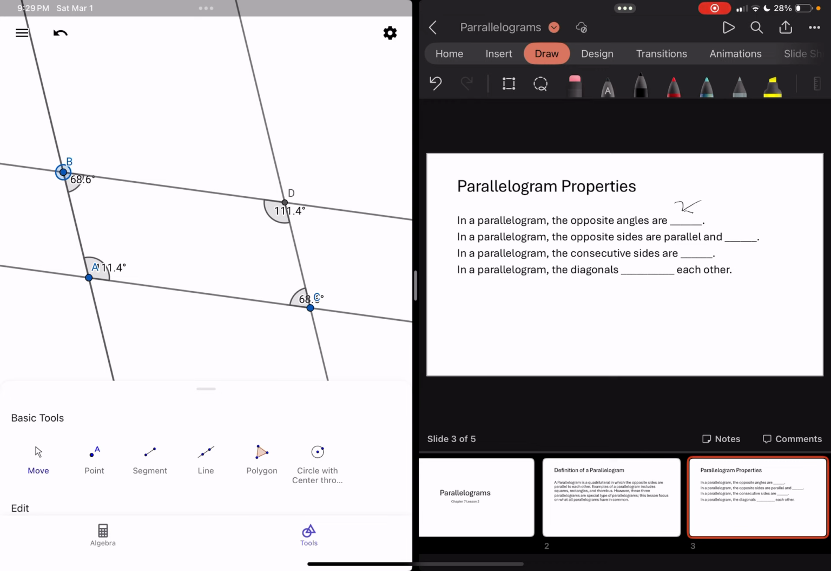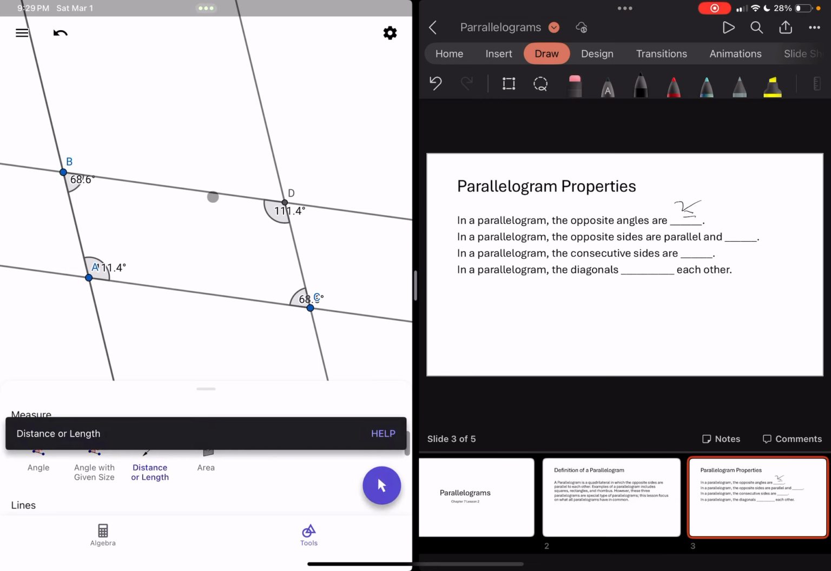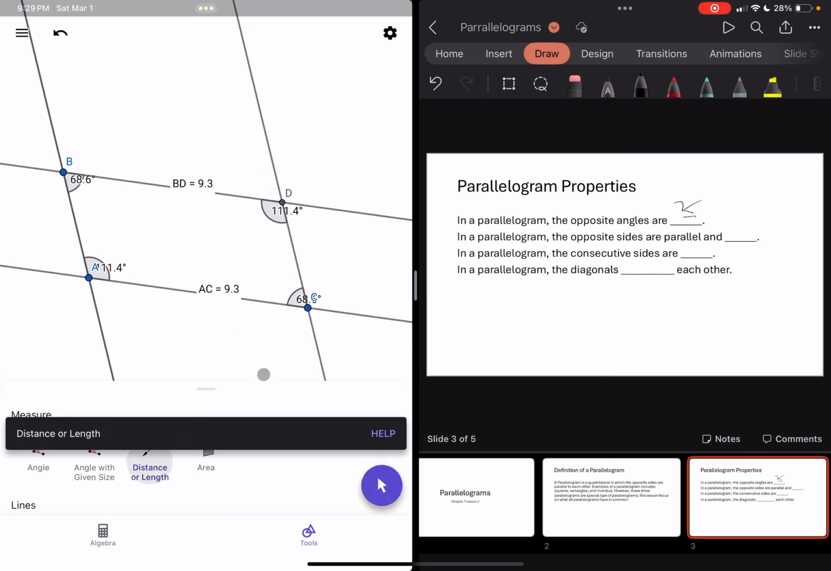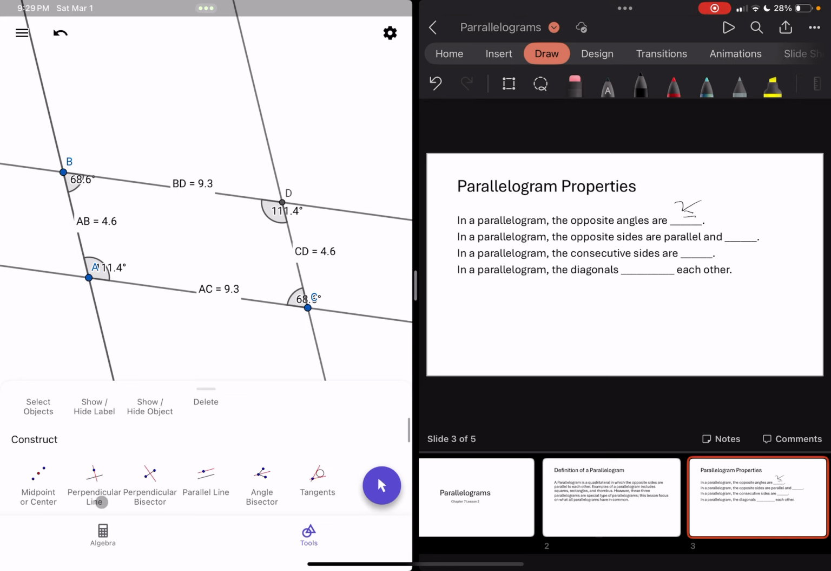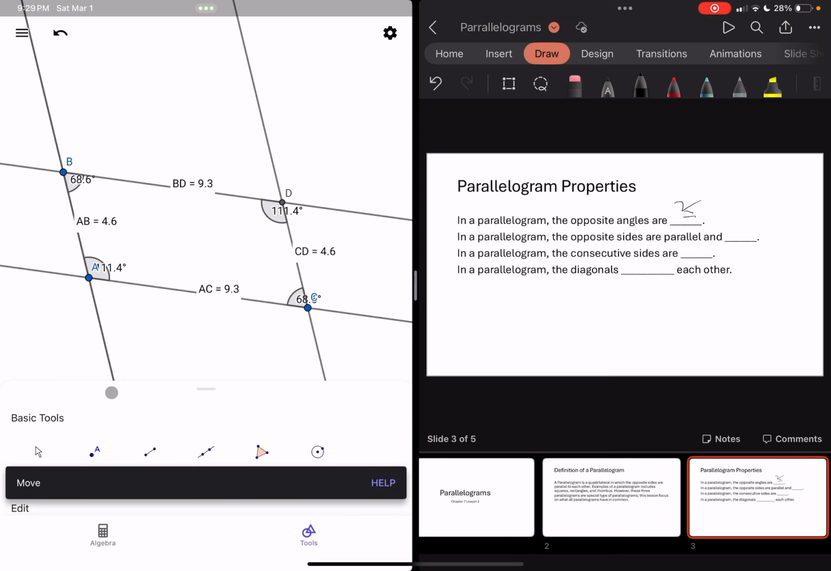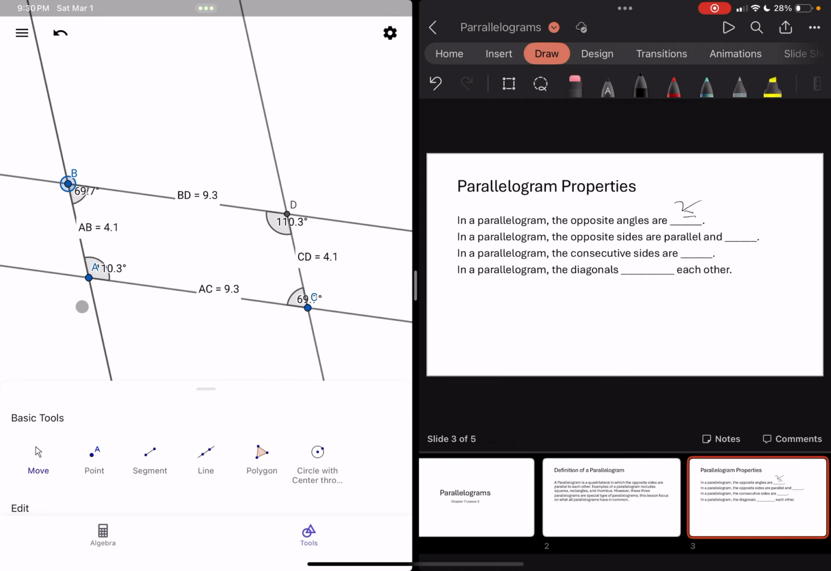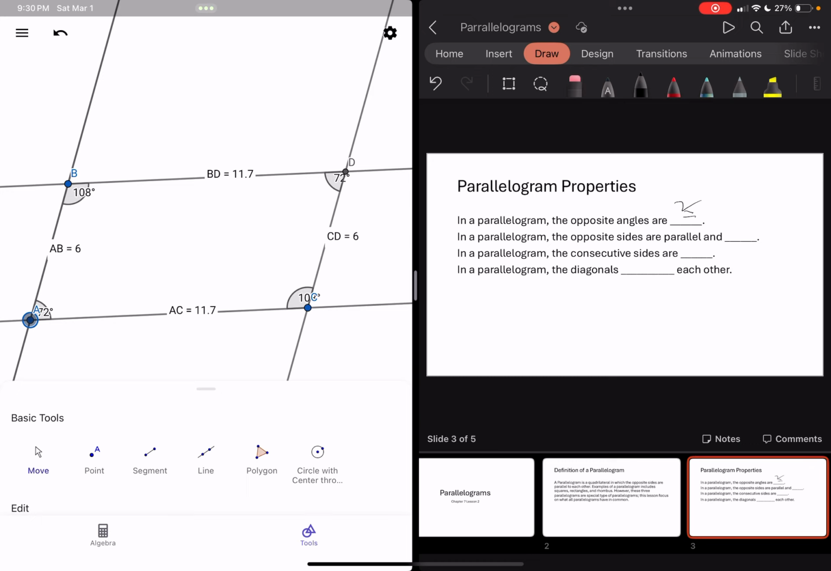Now the opposite sides are parallel. We know that by the definition, but the opposite sides are also, let's see, remember the sides, from last lesson. Right now, it seems that they're congruent. But to make sure this isn't something that only a special parallelogram has, we're going to move this around. So these side lengths are always staying congruent because in a parallelogram, the opposite sides are parallel and congruent.